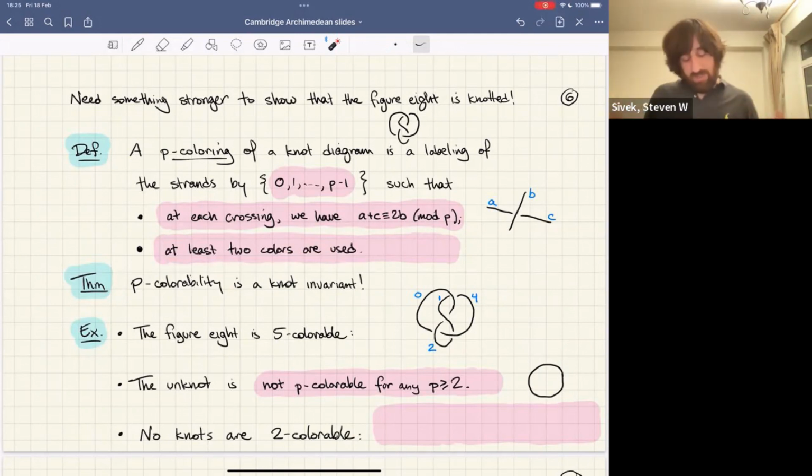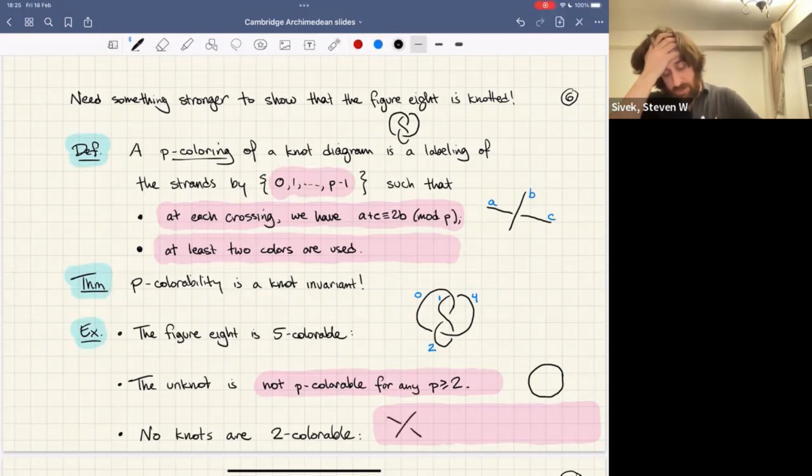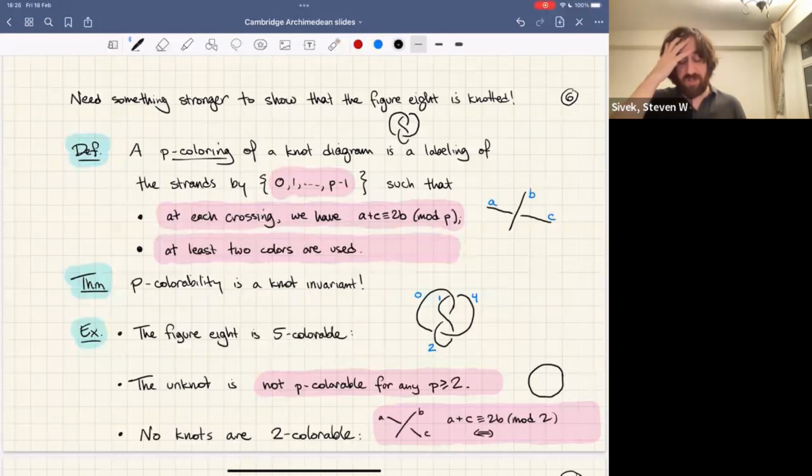And then the last thing I want to point out, maybe that's interesting, is that no knots are 2 colorable, so maybe we should only care about odd primes. And the reason that there aren't any 2 colorable knots is that we have this condition: if these are colored A, B, and C, well, A plus C is congruent to 2B mod 2. That's true if and only if, well, the right side is 0 mod 2, so we're asking for A to actually be the same as C.